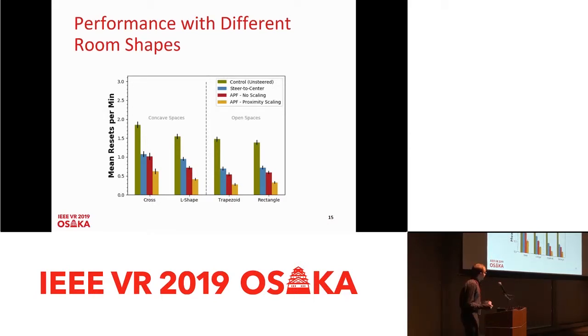So now we're looking at the average mean reset across the different room shapes for all 4 different algorithms. And as we can see, artificial potential field performs much better than steer to center, particularly in the case where you add proximity scaling.